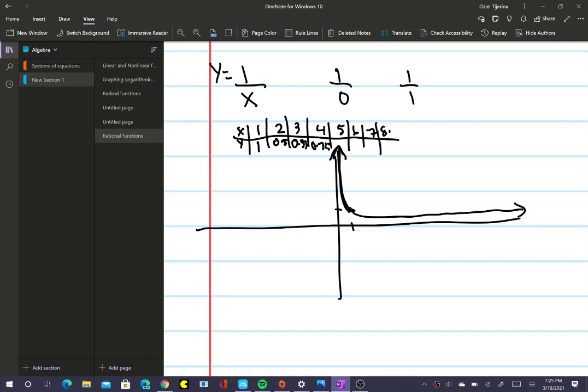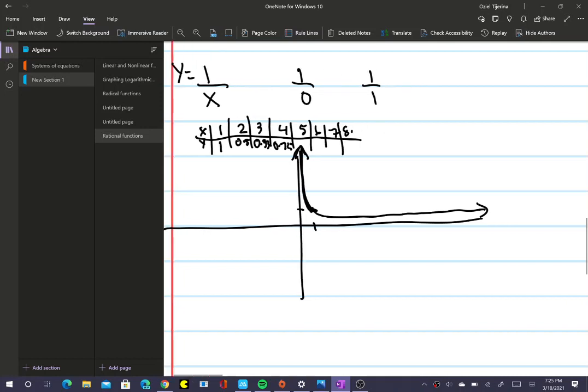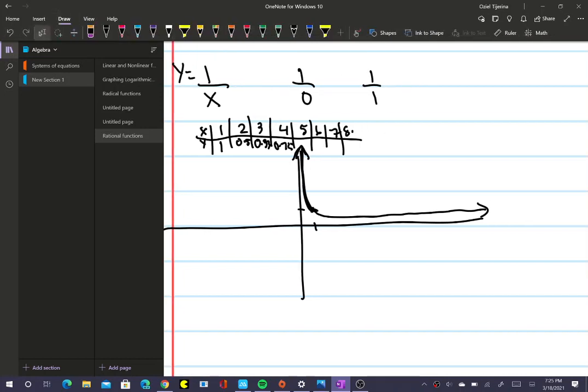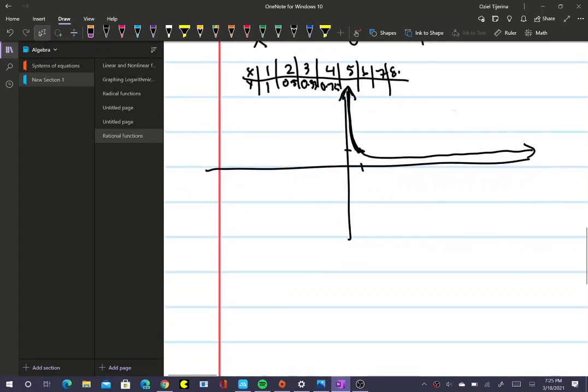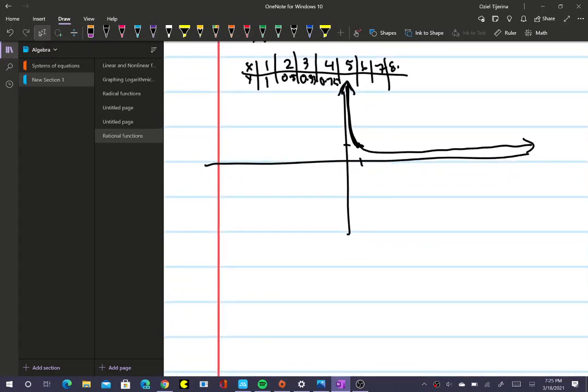Now, also notice that in algebra, they teach you about two very special types of lines. First, let me go ahead and just finish graphing this.